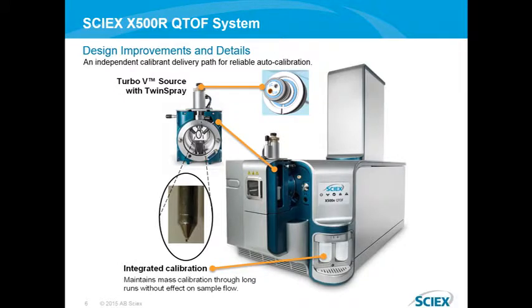In terms of ionization, the system uses the Turbo V source reference, but now incorporates a 2 electrodes probe. One electrode is connected to the liquid chromatography system, while the other is associated with the integrated calibration system to maintain the mass calibration automatically without interfering with the flow of samples.